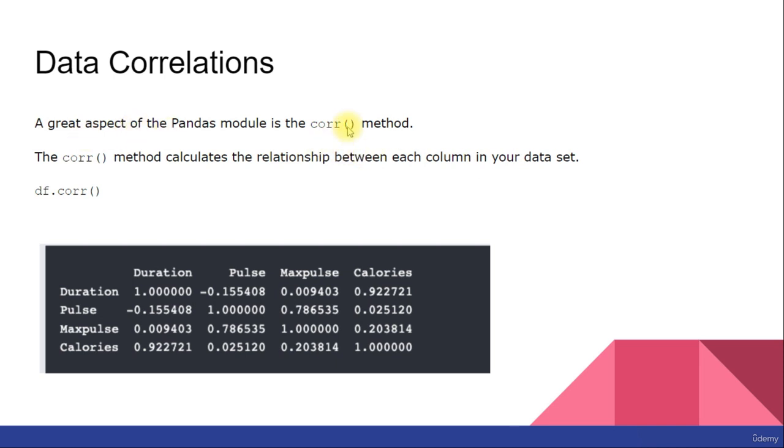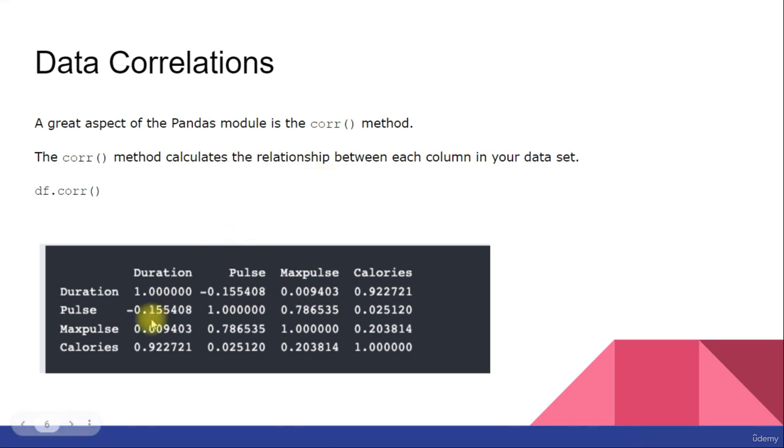So it is the corr method. The corr method calculates the relationship between each column in your data set. To work with this, you can simply write df.corr. Now, correlation is very important to understand the relationship among different columns that are present in your data set.